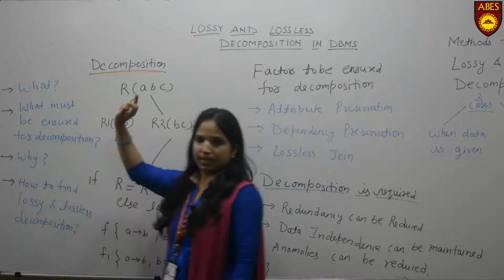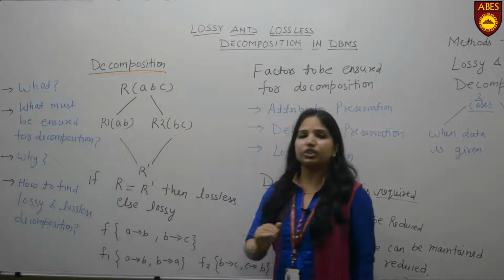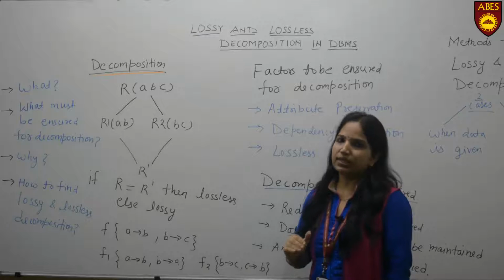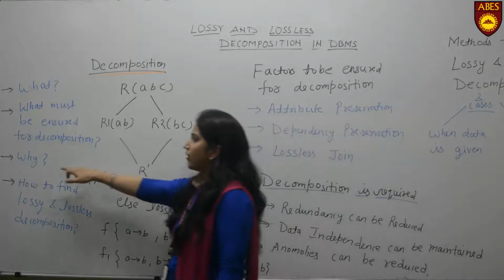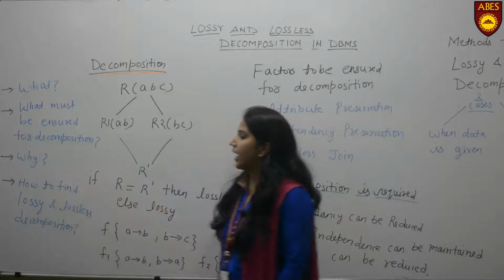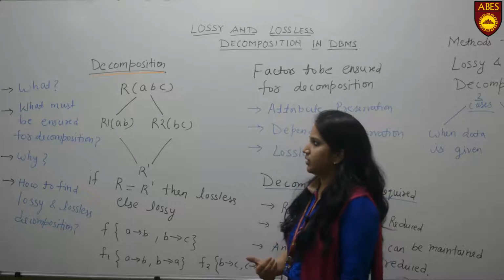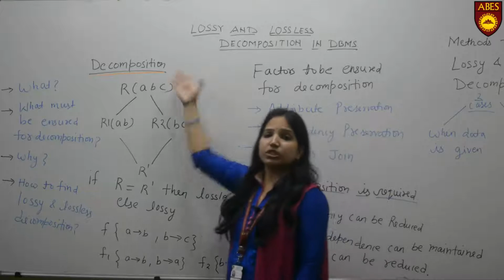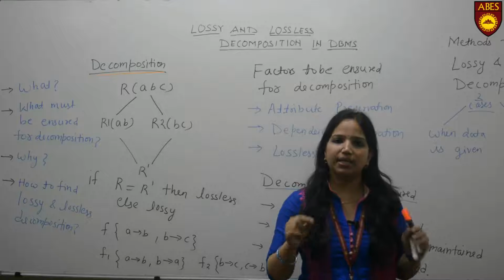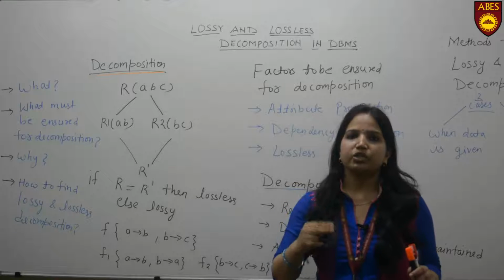What is basically decomposition, and what must be ensured while doing decomposition in database management system, and why it is required, and finally how to find lossy and lossless decomposition in database management system. So decomposition is basically splitting a single relation into more than 2 relations.